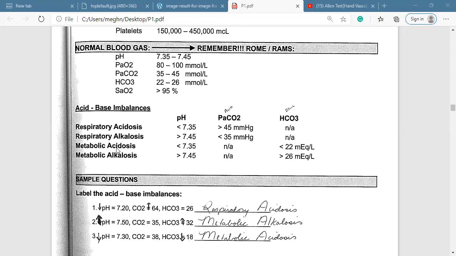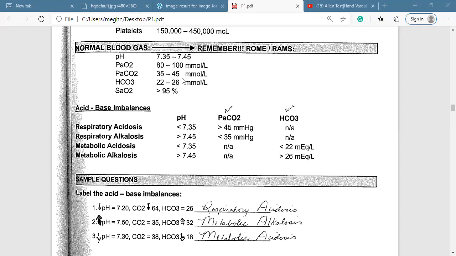In case of metabolic acidosis, metabolic is the bicarbonate ion, right? It is easy to remember. Metabolic acidosis, pH less than 7.35, and bicarbonate ion, which is the marker of metabolism, is also less than 22. So in metabolic acidosis, pH is less than normal, and bicarbonate ion is less than normal. But in metabolic alkalosis, pH is more than 7.45, and bicarbonate is more than 26, the upper limit.